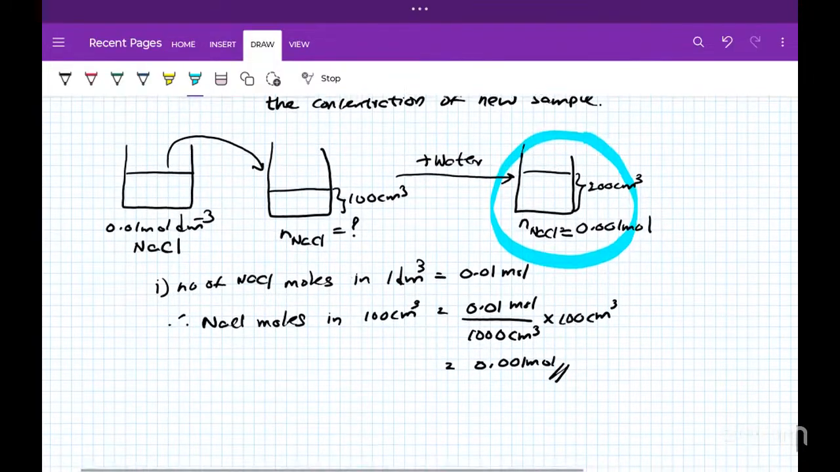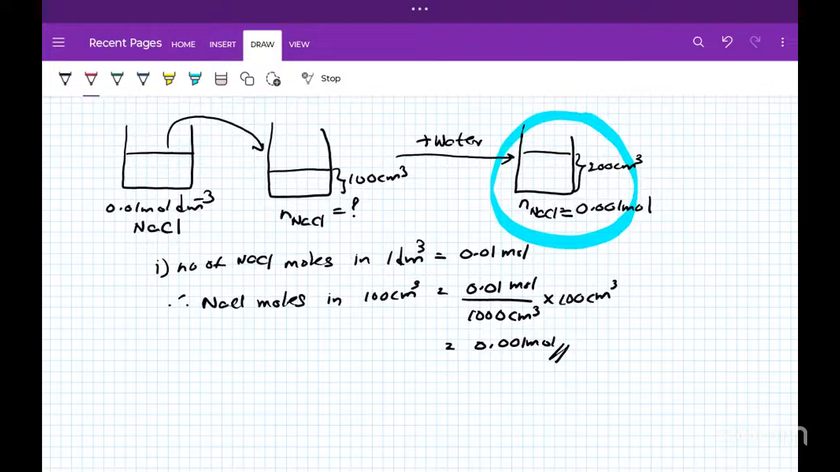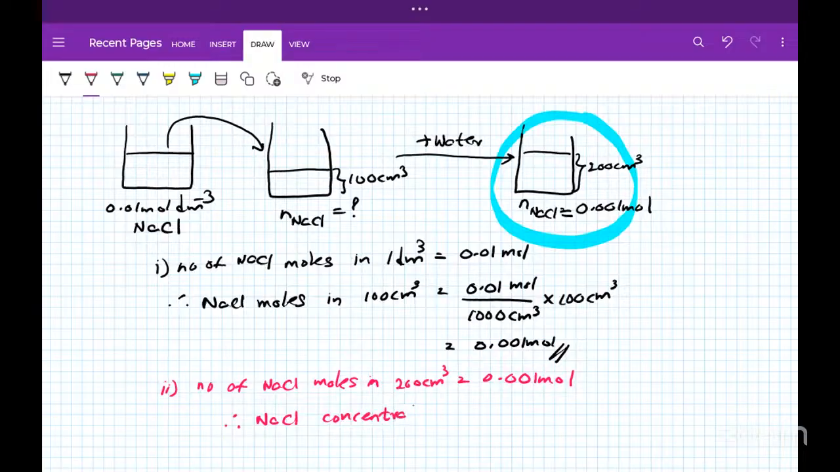So pretty straightforward. If you take the second one, the number of NaCl moles in 200 cubic centimeters is the same thing. Moles is not changed. The concentration is how much within 1000 cubic centimeters. Therefore, NaCl concentration. So this 0.001 moles is now within 200 cubic centimeters.